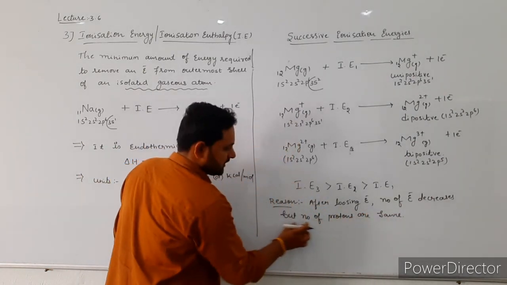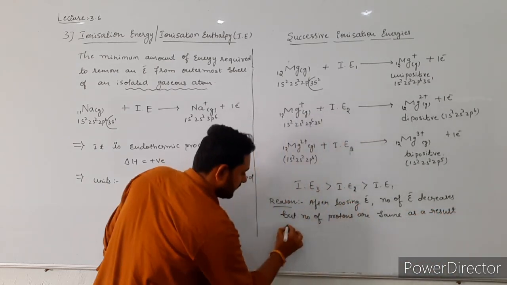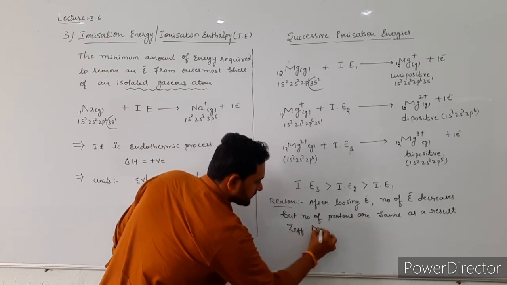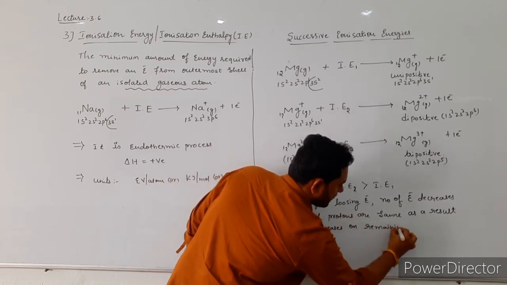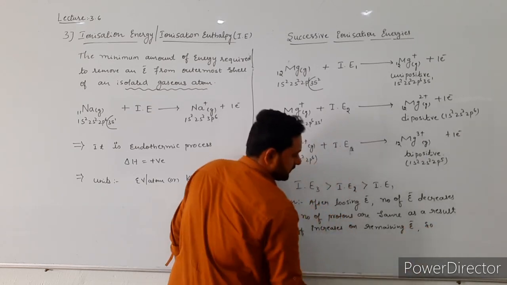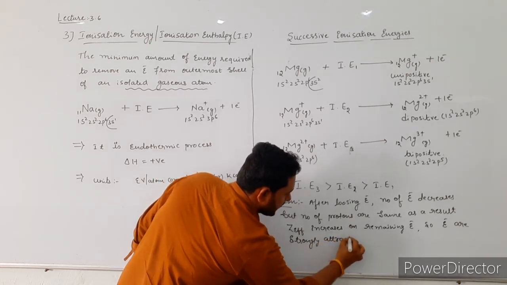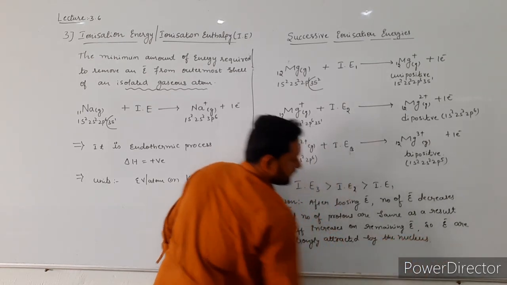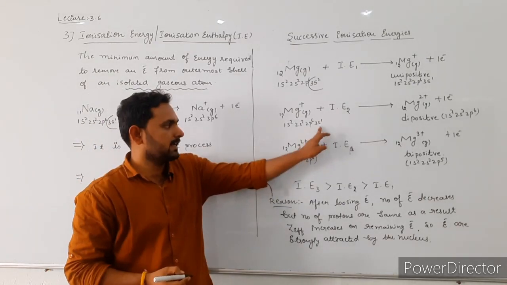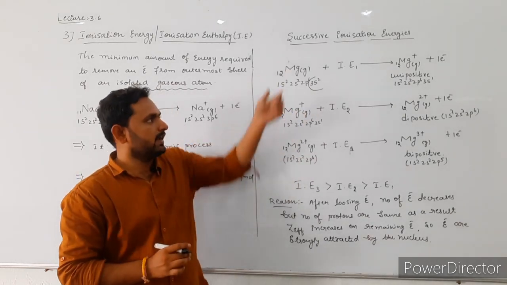The number of electrons decreases, but the number of protons is the same. As a result, the effective nuclear charge increases on the remaining electrons. So the electrons are strongly attracted by the nucleus. That's why we need more energy to remove the second and third electrons compared to the first electron. This is successive ionization energy.